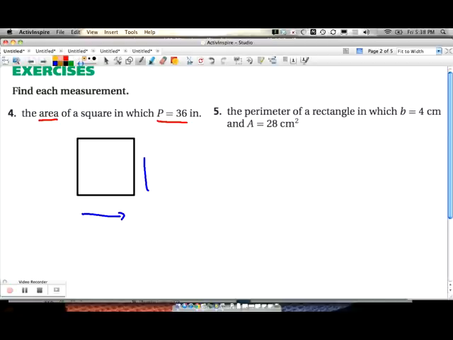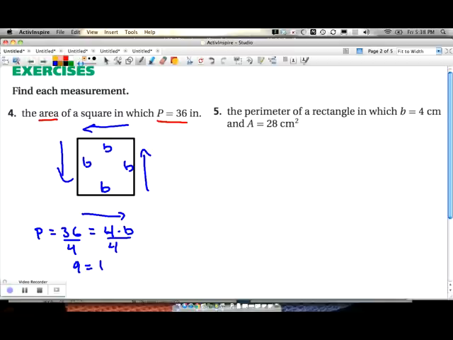Well, I know that if I called this B, well then that would be also a B and a B and a B. And I know that if all 4 sides are going to give me the perimeter, that's just 4 times B. So I have B plus B plus B plus B. I've got 4 of them. I'm going to divide by 4, figure out what B is on each side. And I figure out that 9 is one side. So B equals 9. But it's asking me what's the area. And the area, if this is 9 and this is 9, it's going to be 36.